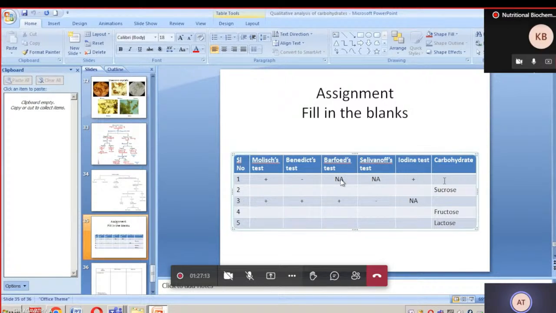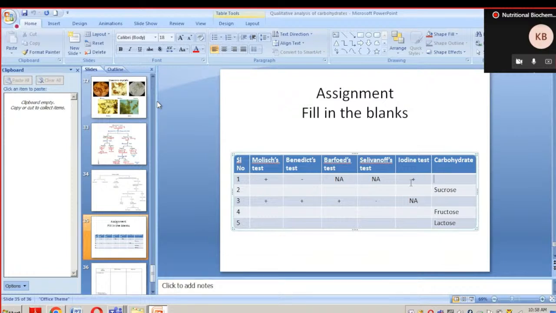Starch or sucrose? Starch. Iodine test is positive. So will it be starch or sucrose? It is starch, ma'am. Fructose will not show positive iodine test.